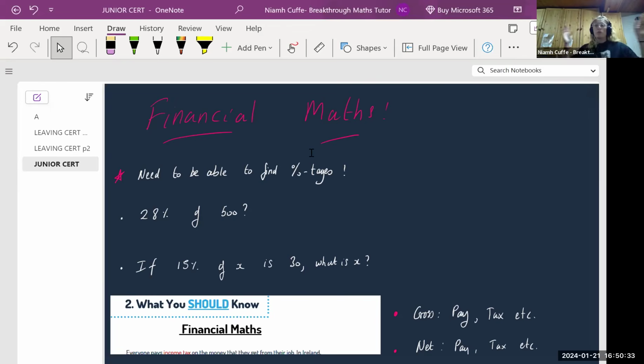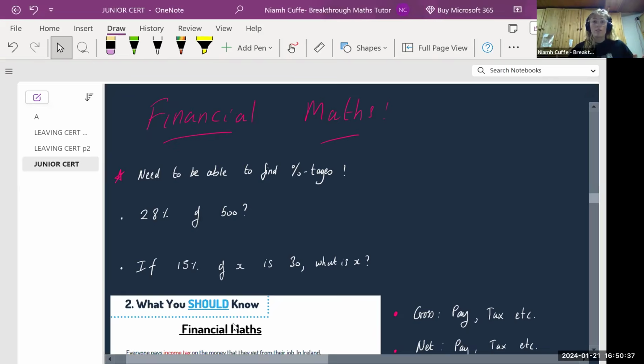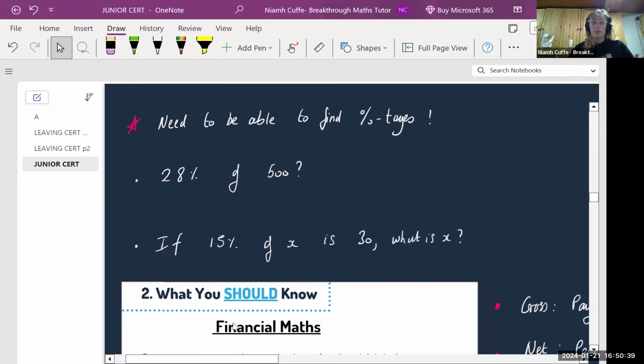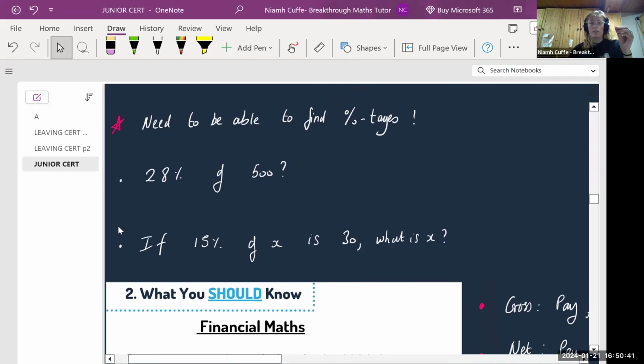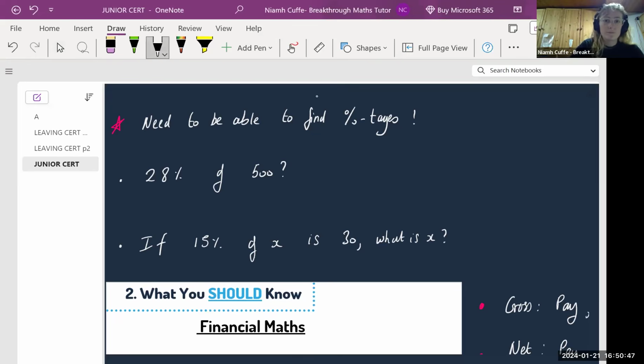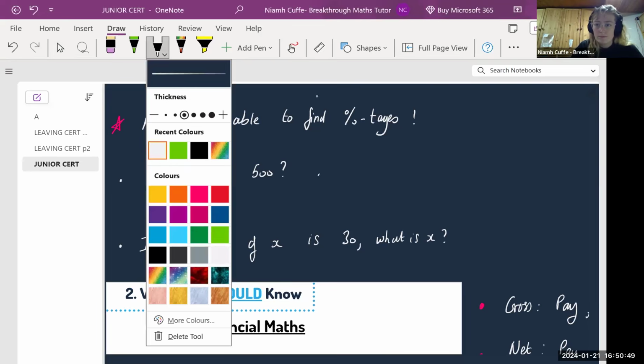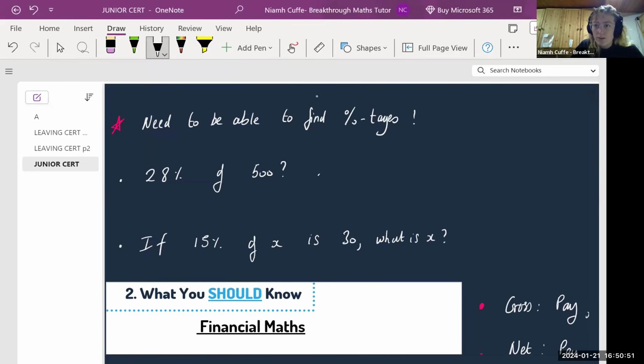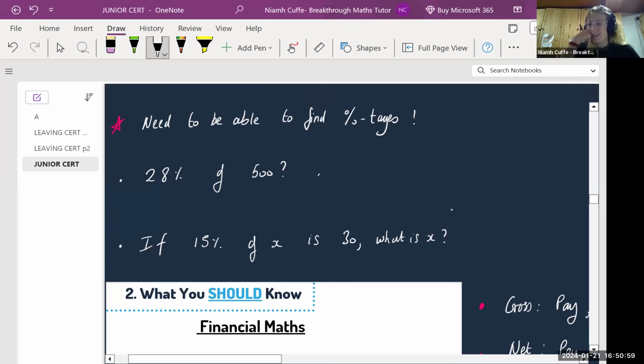So before we go into any of the financial stuff, I want to see if we can answer these two questions. We need to be able to find percentages. What's 28% of 500? Everyone, 28% of 500. Let's give it a go. How do you think we might go about this, Ali?